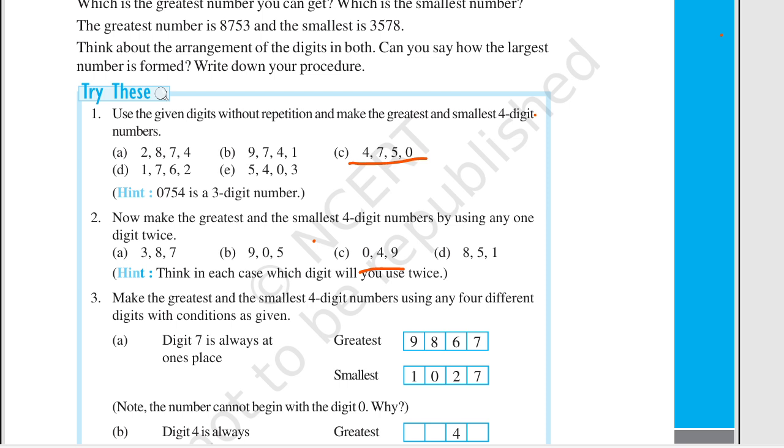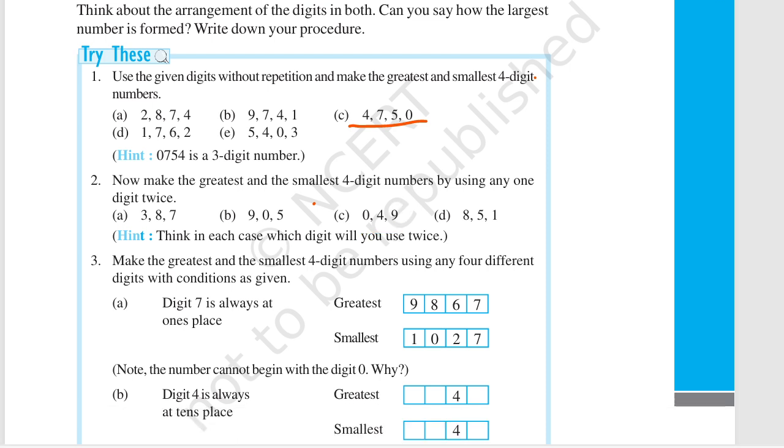For making the greatest number, we have to repeat the greatest number twice, and to make the smallest number, we have to repeat the smallest number twice. Now next we will move to question number 3: making the greatest and the smallest four digit numbers using any four different digits with conditions as given. Means in this question you have to choose different digits on your own, but there are some conditions given to you. You have to follow those conditions to make that particular number.